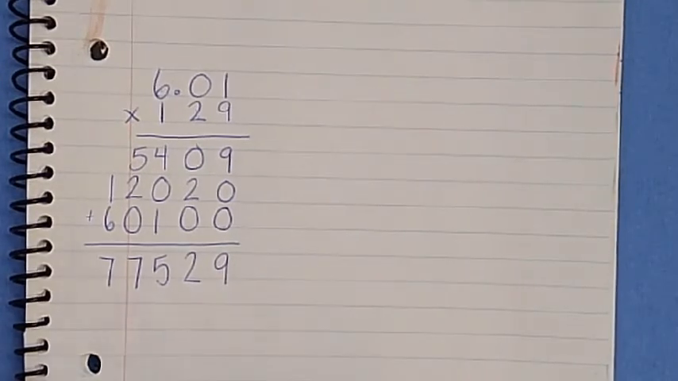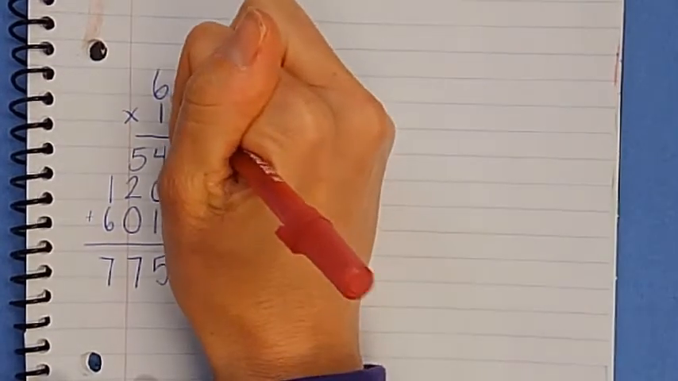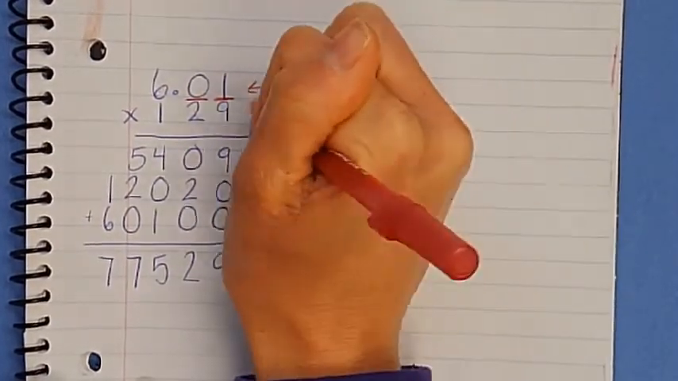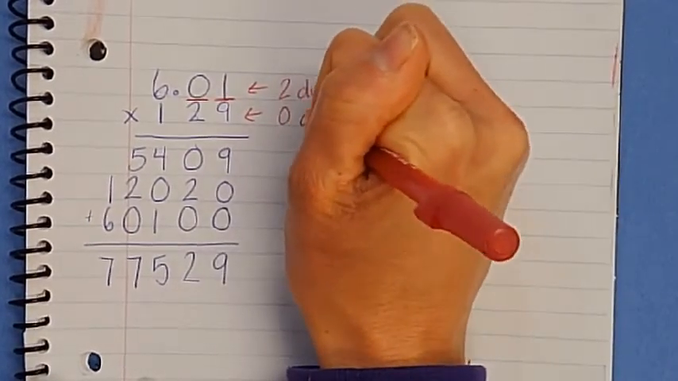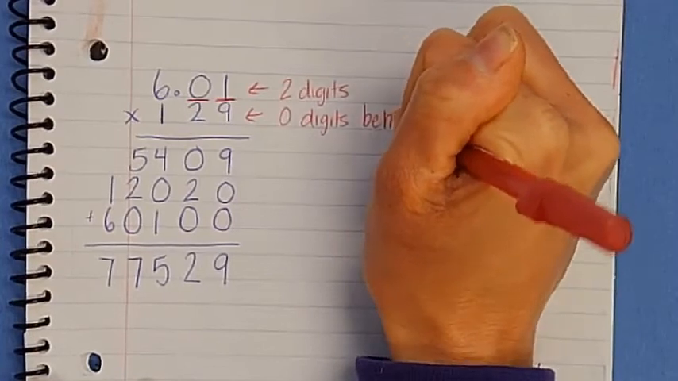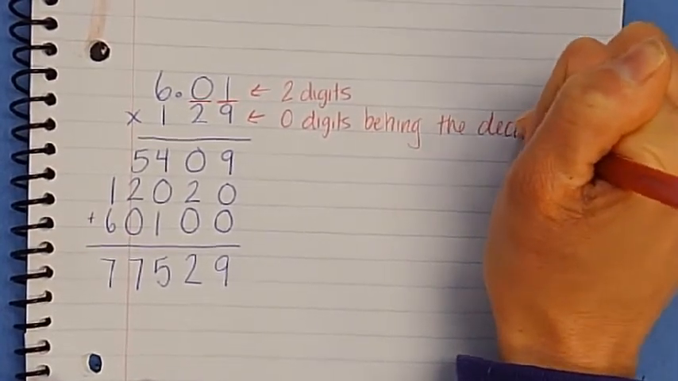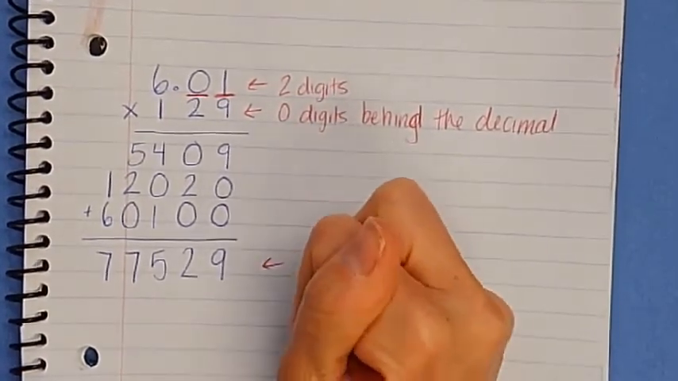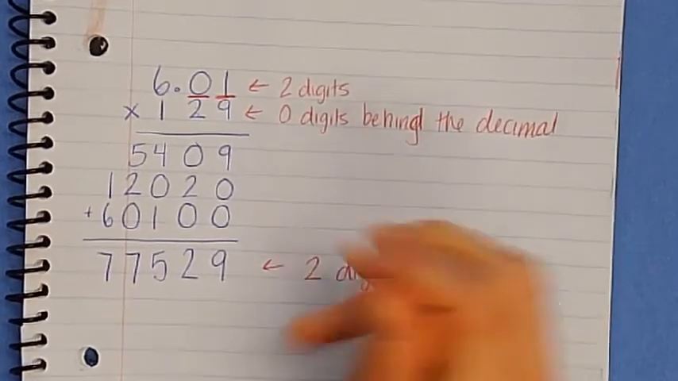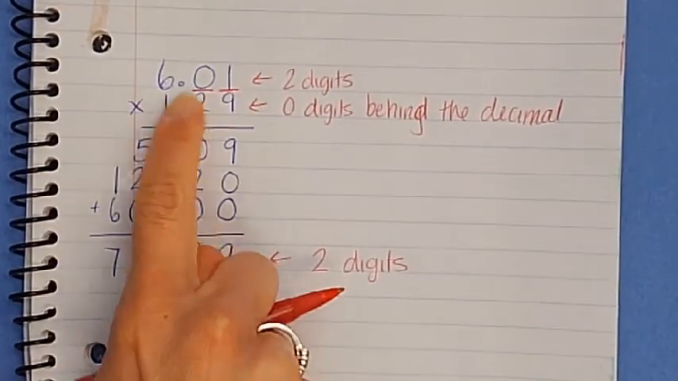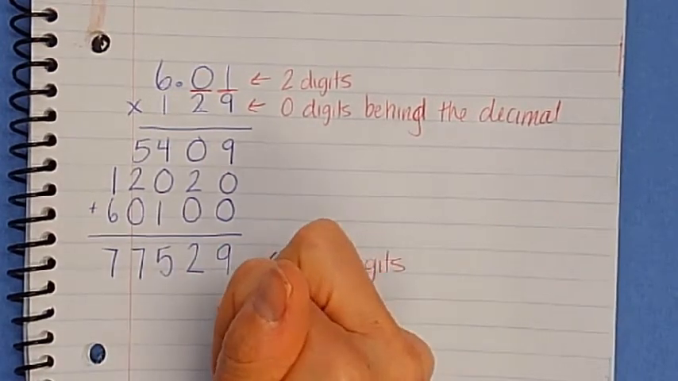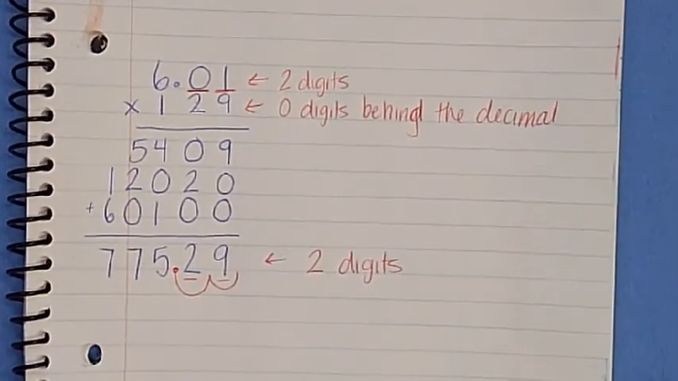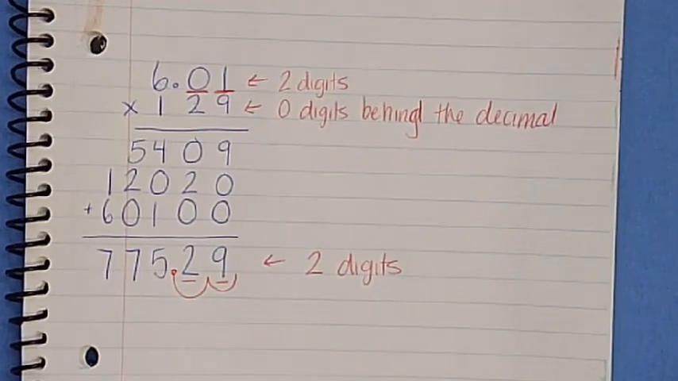And now I'm going to go ahead and see how many decimal places I have in the factors. 2 digits in this one, and this one has 0 digits behind the decimal. So my product needs to have 2 digits. I have to have the same amount of digits behind the decimal in the factors and in the product. So I know I have to move this over 2 times. I have 2 digits, and my answer is 775 and 29 hundredths.